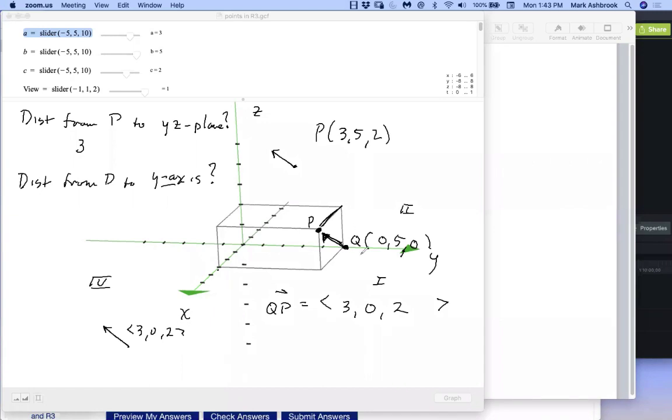Okay, and my original question was, how far is it from P to the y-axis? Well, that's the same as the magnitude of QP, square root of 13.